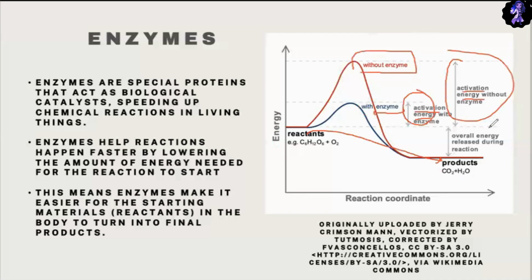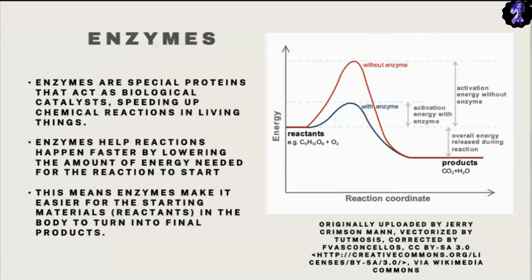And overall, we have energy that exists throughout the whole reaction. So the point of this graph is to show that there is less energy consumption from the start when it comes to utilizing an enzyme. And therefore, the activation energy is going to be a lot smaller with an enzyme.